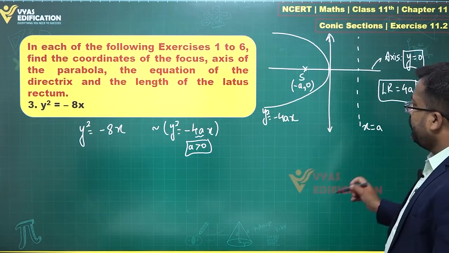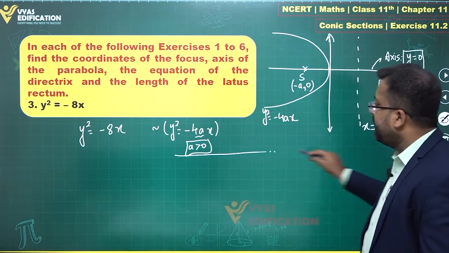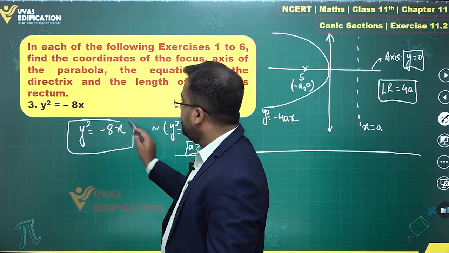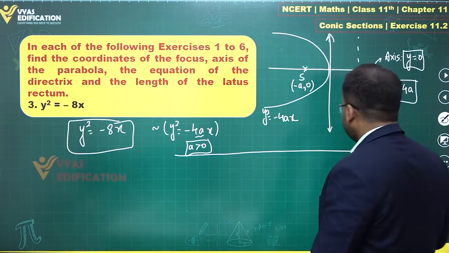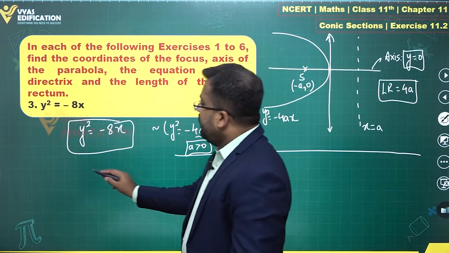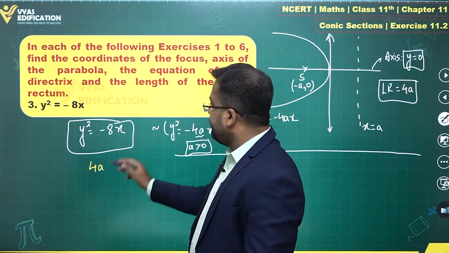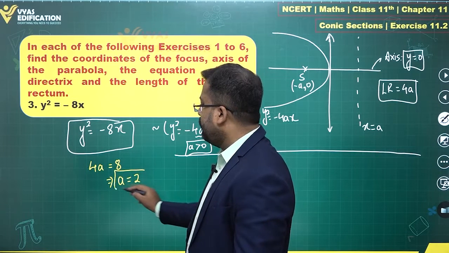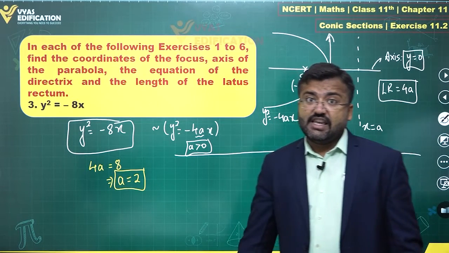Okay, and latus rectum is 4a. Once we are aware of all of these things with respect to y square is equal to minus 8x, can we identify the focus, equation of axis, equation of directrix? Yes, we can do that very easily. Comparison with this tells me that 4a will be equal to 8, and that tells me that further a will be equal to 2. The value of a is equal to 2.